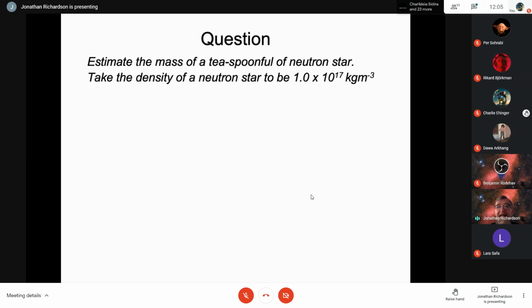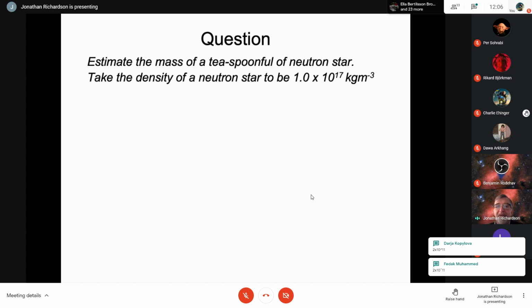I can't see anything. My chat doesn't work. Can I say my answer instead? Of course. I got 2 times 10 to the power 14. Be careful, remember it's kilograms and it's cubic centimeters, 2 cubic centimeters. Daria, you are correct.